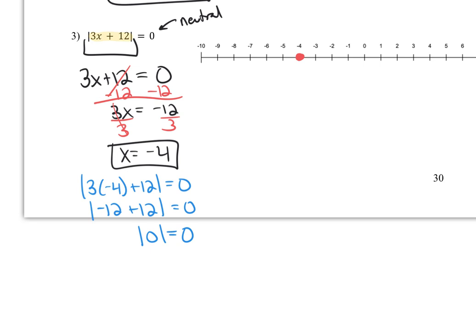So those were our 3 different types. Sometimes you'll get 2 separate numbers. Sometimes you'll get no number, right? No solution at all. And sometimes you'll just get one number. It depends. Positive will always give you 2 different numbers. A negative will always give you nothing, no numbers. And a 0, it being equal to 0, will only give you one answer, okay?